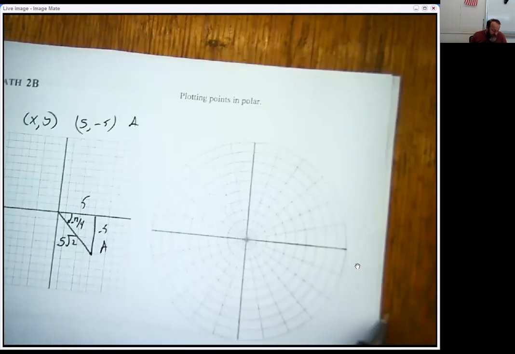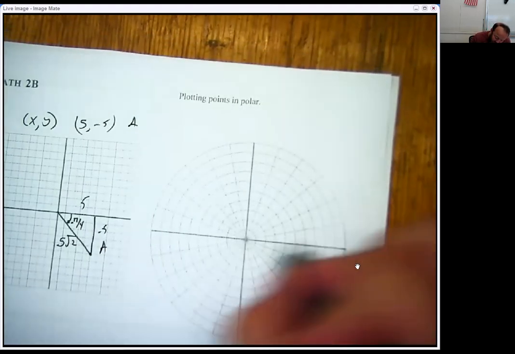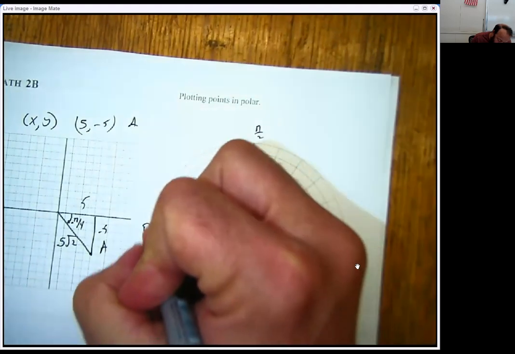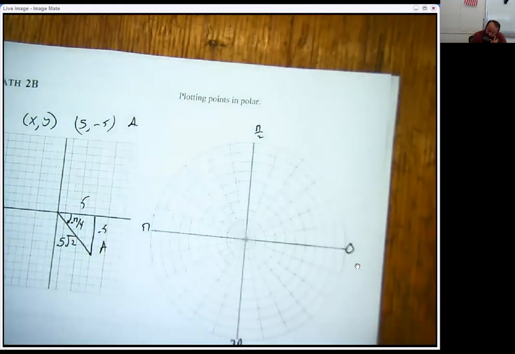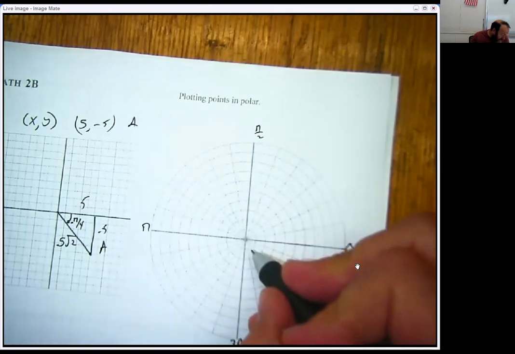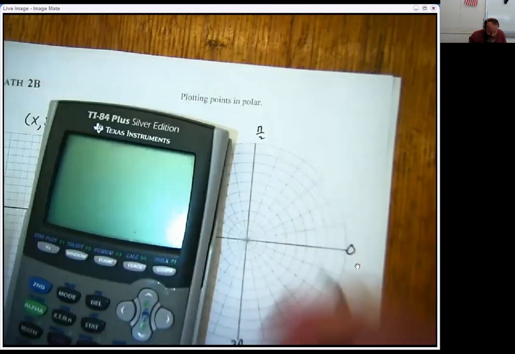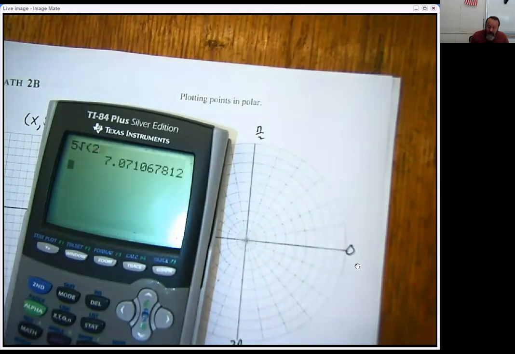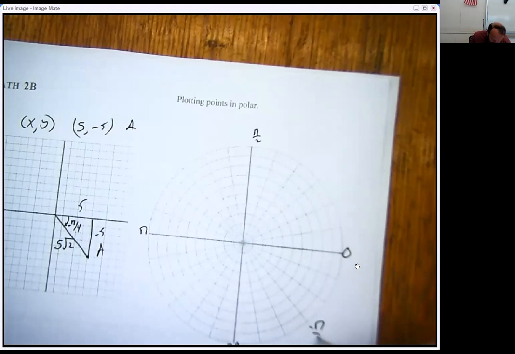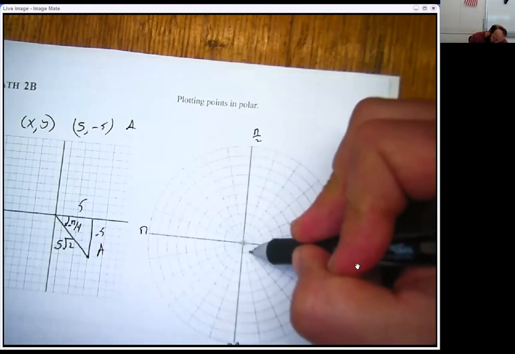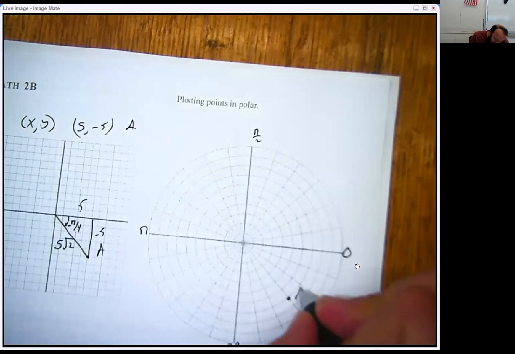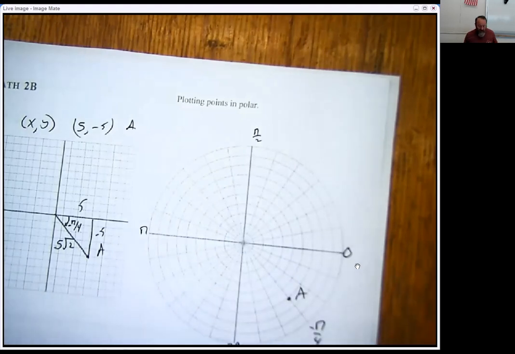On this paper, things are drawn as follows: this would be 0, this would be pi over 2, pi, 3 pi over 2, etc. If I rotate down pi over 4, that would be right here, and I would go out 5 square roots of 2. On my calculator, 5 square roots of 2 is approximately 7, just a little bit over 7. So I'd come down to the angle negative pi over 4 and go out 1, 2, 3, 4, 5, 6, 7, and a tiny bit more. And that's a new representation of that same value.